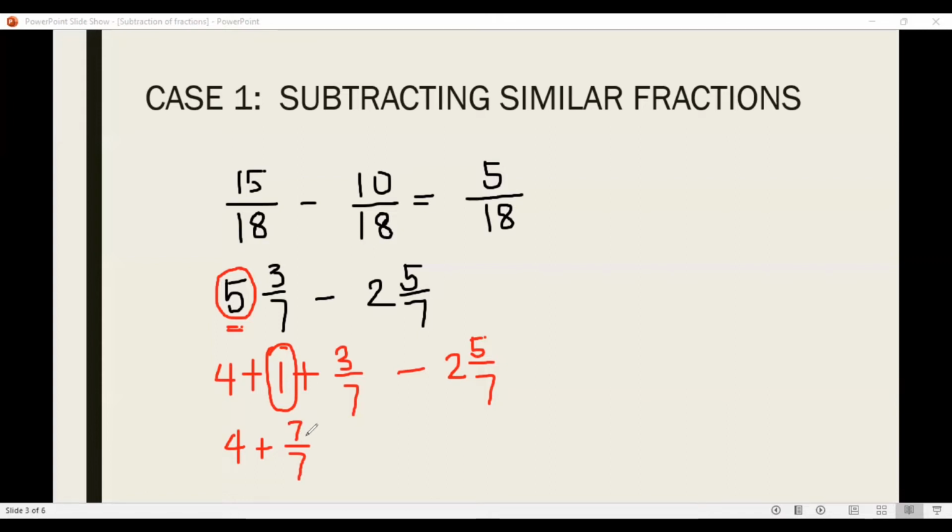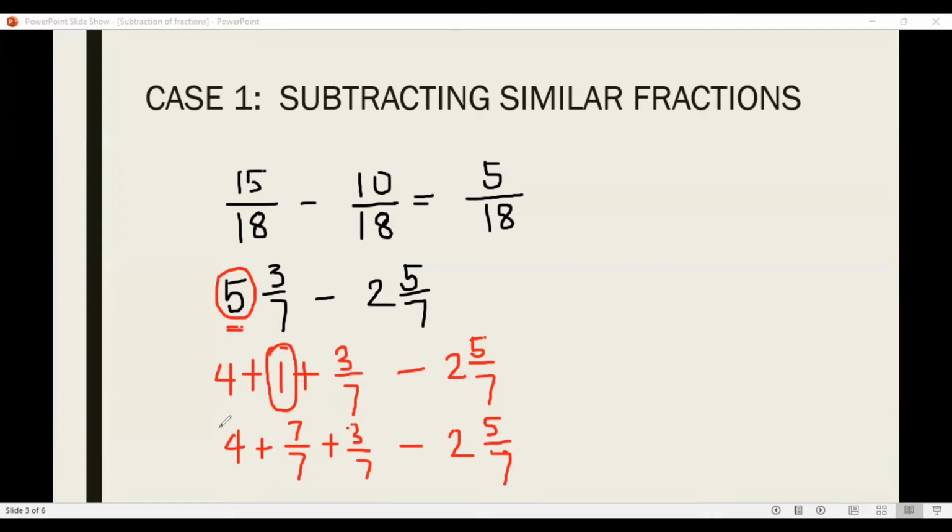So again, 7 over 7 is 1. 1 added to 4 is the same number as the 5 that we have in the given. And then this has to be added, of course, to the existing fraction which we have, which is the 3 over 7. And then after doing that, you have to subtract now 2 and 5 over 7. So to finally find the answer, we need to combine this first.